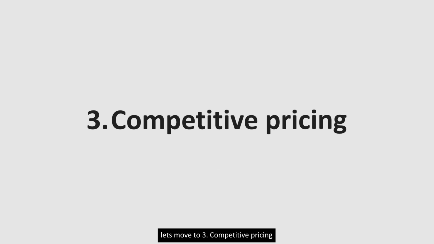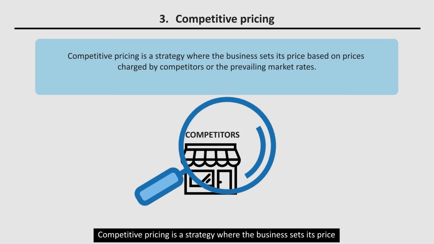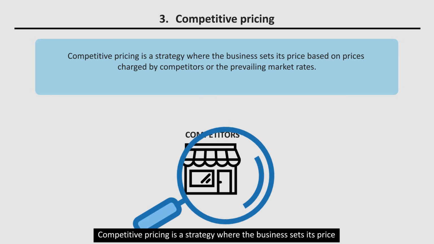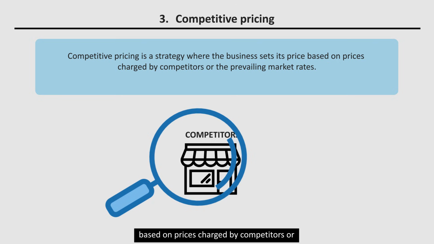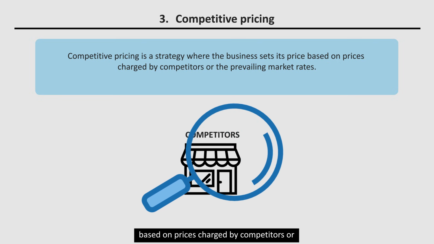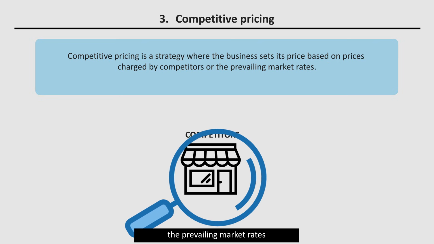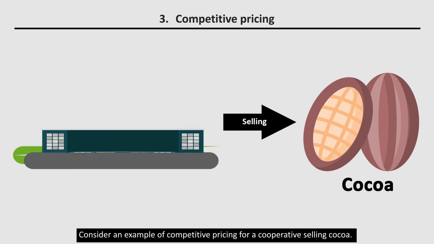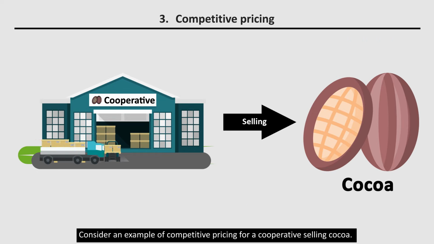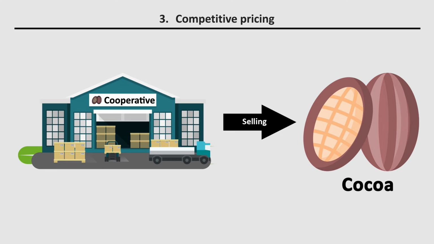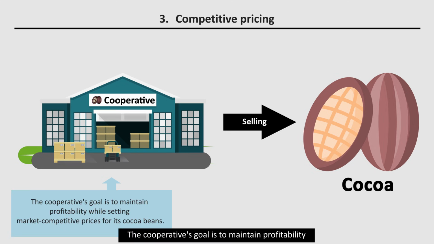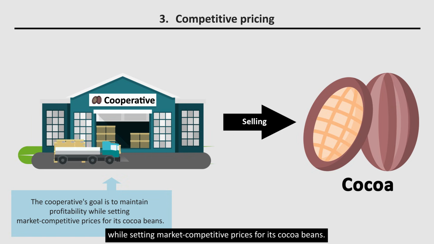Let's move to 3. Competitive pricing. Competitive pricing is a strategy where the business sets its price based on prices charged by competitors or the prevailing market rates. Consider an example of competitive pricing for a cooperative selling cocoa. The cooperative's goal is to maintain profitability while setting market competitive prices for its cocoa beans.